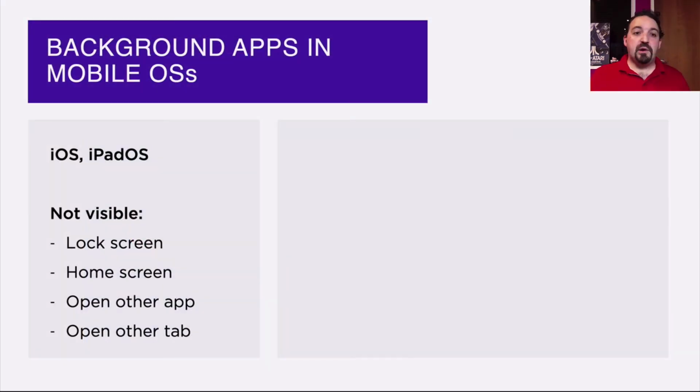So, background web apps in mobile. iOS and iPadOS: our PWA or web app won't be visible if we lock the screen. So when you turn off your phone, if you go to the home screen, if you open another tab, or if you open another app.